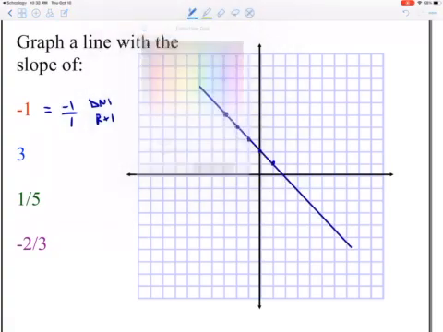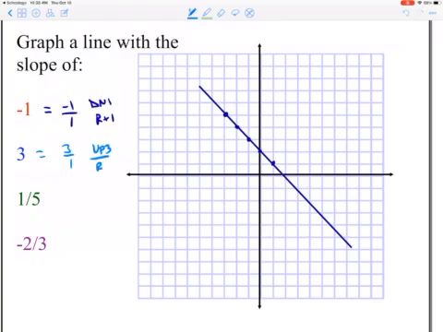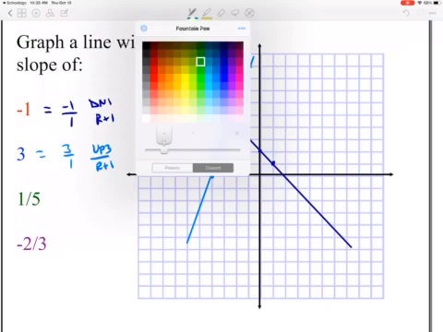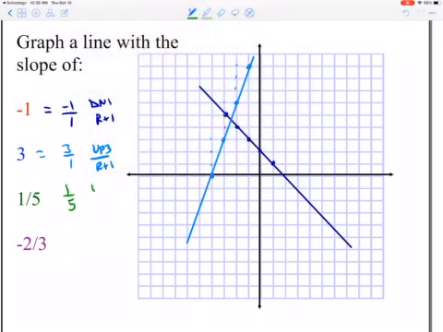Let's look at this line. 3 is 3 over 1. That tells me to go up 3 to the right 1. So if I start at this point and I go up 3 to the right 1, up 3 to the right 1, up 3 to the right 1, I get this line. 1 over 5 tells you to go up 1 to the right 5. So if I go up 1, 1, 2, 3, 4, 5, notice it's just random where I am placing my starting point because all I need is a slope.